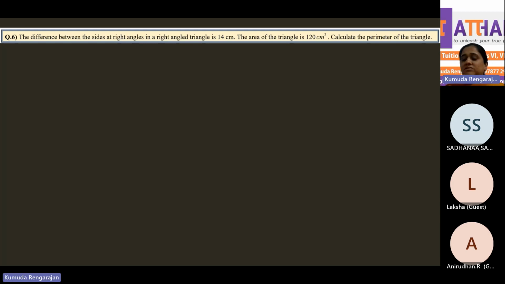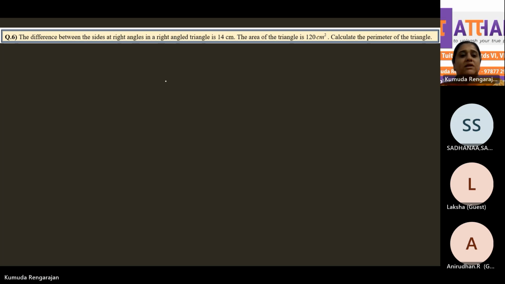Okay. So this is a similar one. I think this you can take it as a test. See here. The difference between the sides at right angles in a right angle triangle is 14 centimeters. The area of the triangle is 120 centimeters square. Find the perimeter of the triangle.